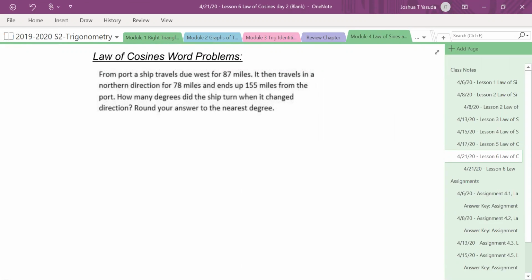So here we go. It says from port, a ship travels due west. I'm going to underline some things that seem important. Due west for 87 miles. It then travels in a northern direction for 78 miles and ends up 155 miles from the port. So how many degrees did the ship turn when it changed direction? Okay. How many degrees did the ship turn when it changed direction?